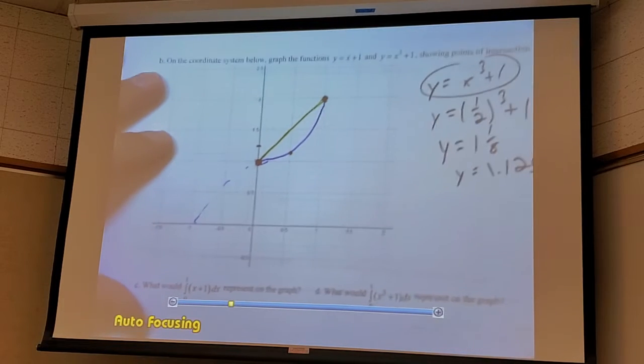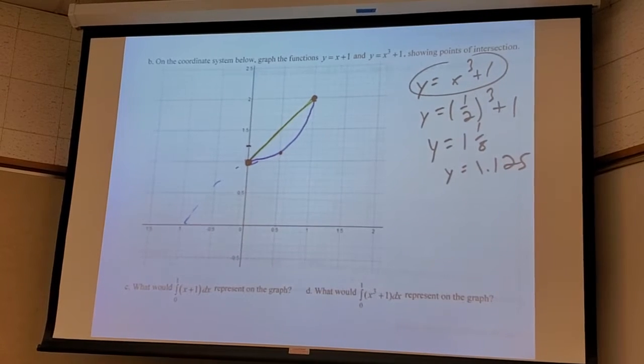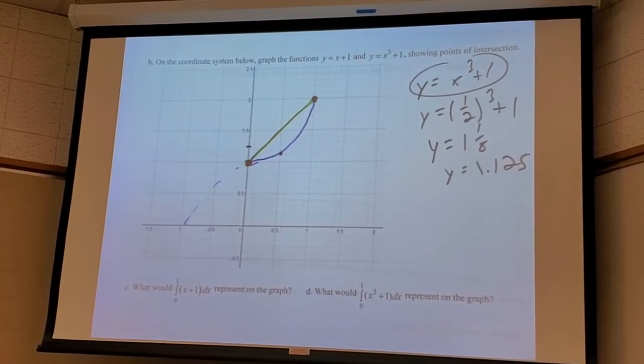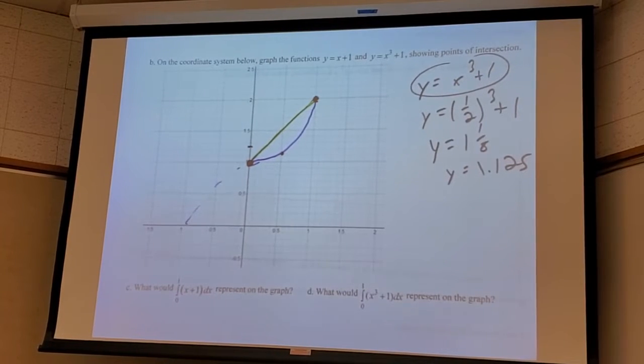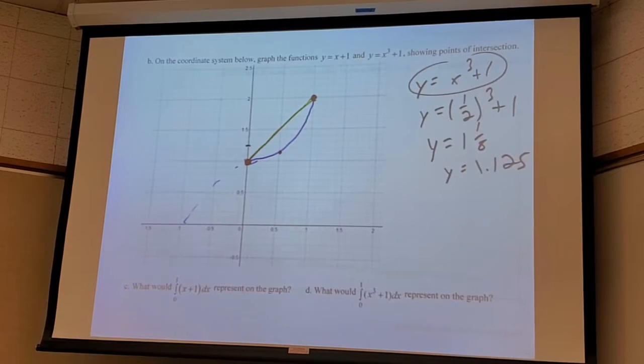Okay, so there's the first thing: find out where they intersect. When you plot those points, you actually plot what the functions are doing. It's probably a good idea. But the nice thing is, when you find the points of intersection, that gives you some anchors, and then you just have to fill in what the function looks like.